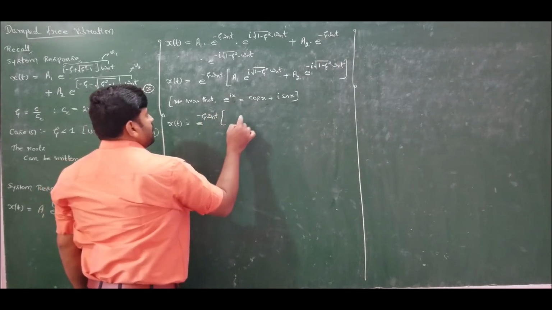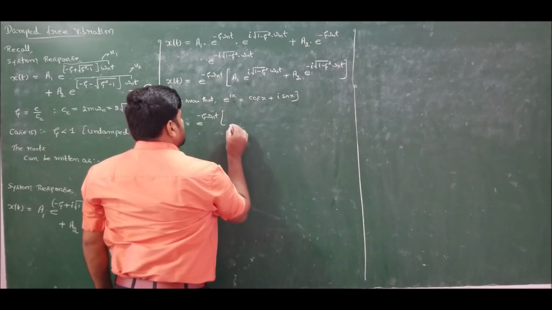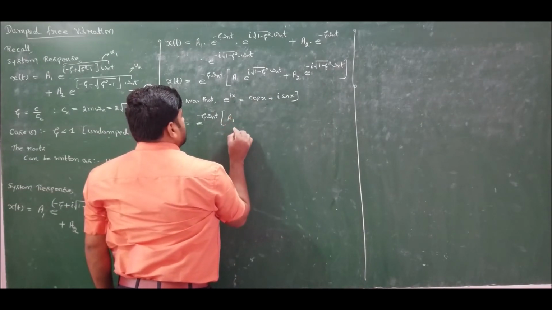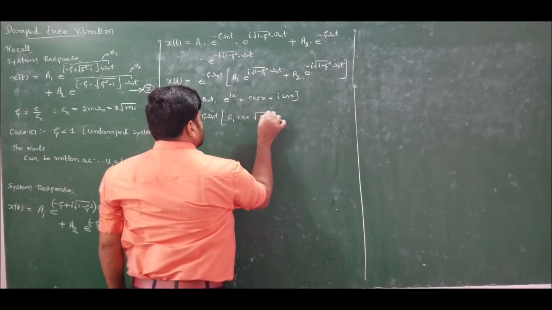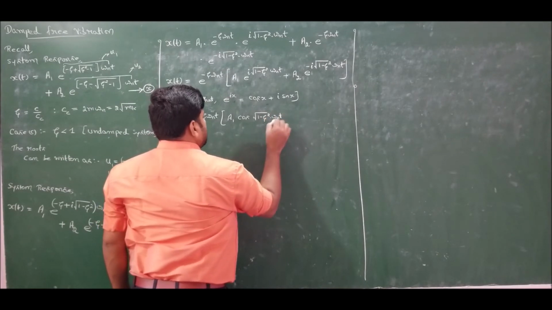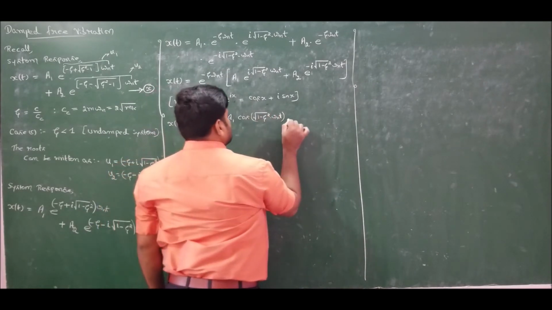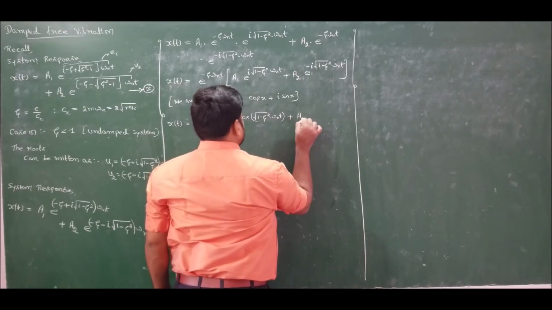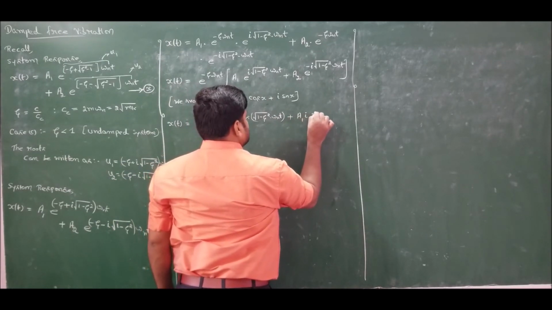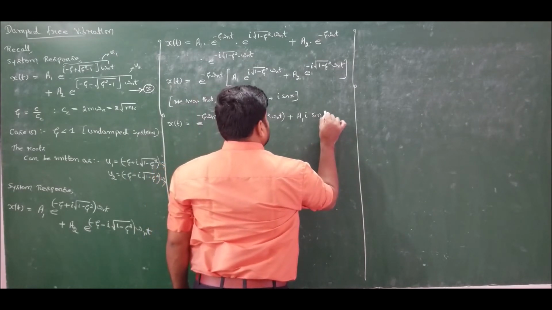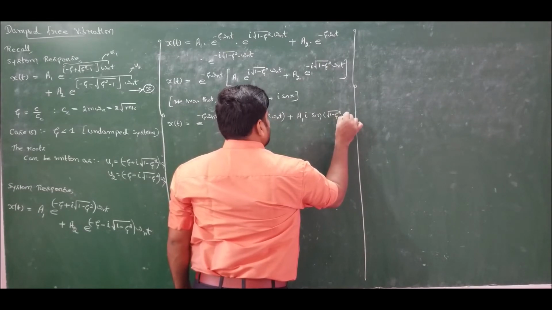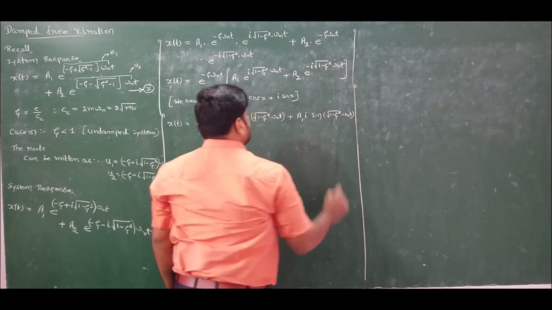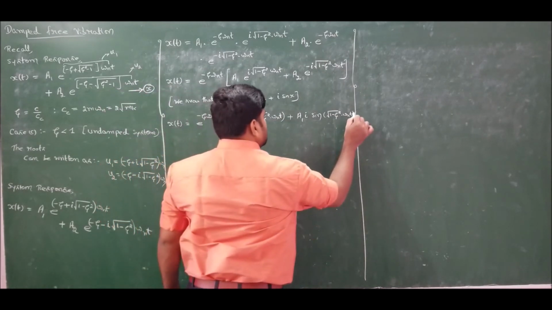Give substitution and solve, you will get x of t as e to the power of minus zeta omega n t times, replace this by cos x plus I sin x. If I do that, what will I get? a1 cos x, where x is root of 1 minus zeta square omega n t, plus I sin x. a1 into I times sin of x, where again x is root of 1 minus zeta square omega n t, cos x plus I sin x.